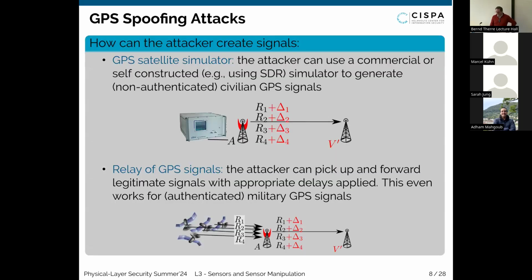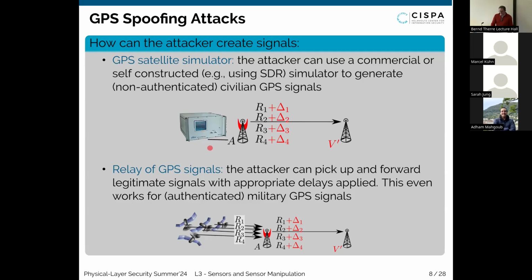So there were two ways we considered in our research. One is slightly more powerful: the attacker has some way of generating its own GPS signals. When we wrote this paper 15 years ago, you had to have access to a big box that could be quite expensive, that is usually used to test GPS receivers. So this is a box with its software that would allow you to just generate civilian GPS signals. Or nowadays you can build this with open source software-defined radio tools as well.